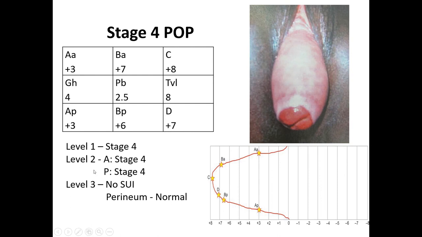And level 2 anterior also stage 4, it is coming here, right? So +7, it is within this TVL -2, within that, and this one also TVL -2 exactly with that. So both are stage 4. Actually no SUI, perineum was normal.